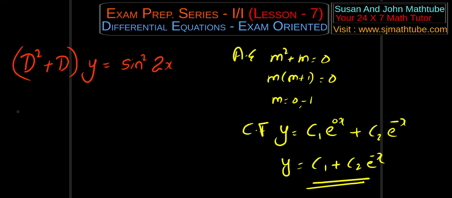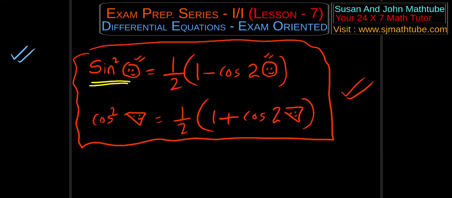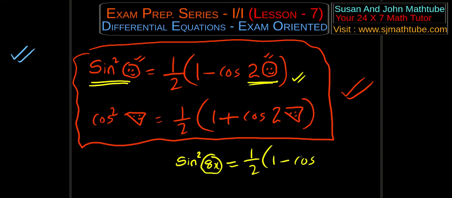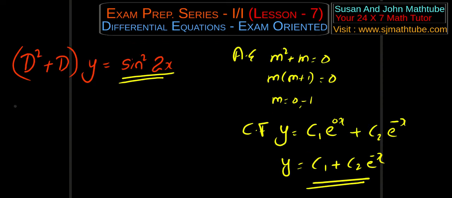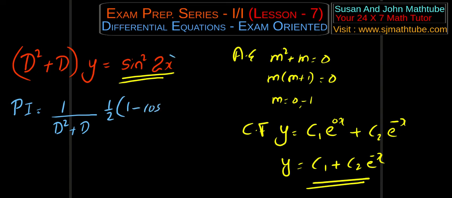Okay, now comes the particular integral. Before we start with the particular integral, I want you to focus on sine square. What is sine square something? 1 by 2 into 1 minus cos, double that thing. For example, if I have sine square 8x, I can manipulate this using the first identity and write 1 by 2 into 1 minus cos, double the angle, that will be 16x. Okay, so now look at this, our PI will be 1 by (D square plus D) of sine square x. But sine square x is 1 by 2 into 1 minus cos, double the angle, and double the angle will be 4x. Now what to do?